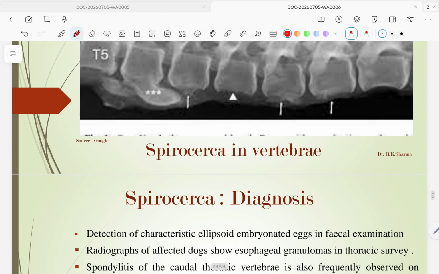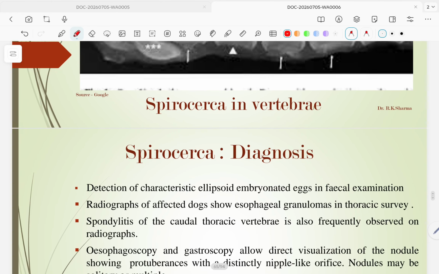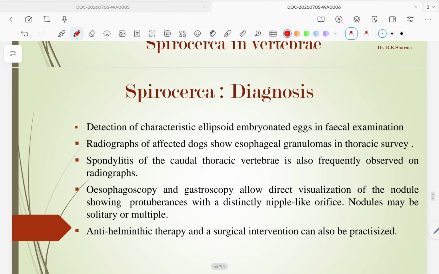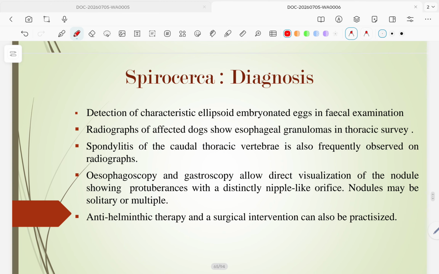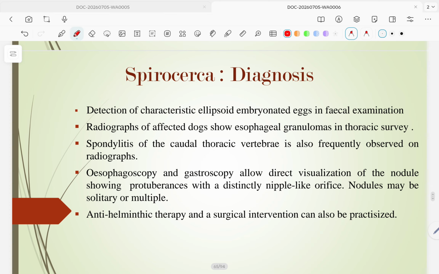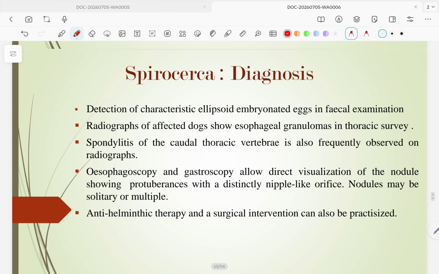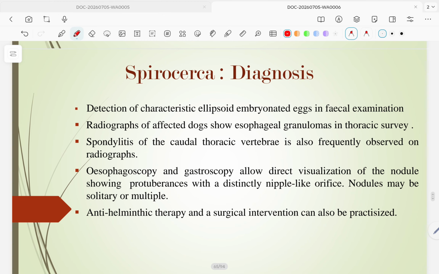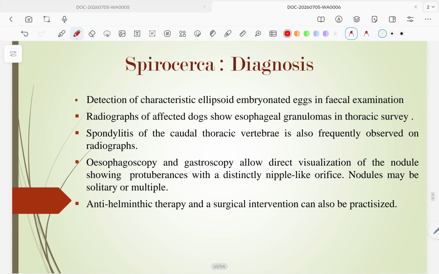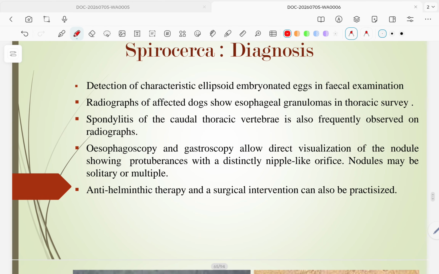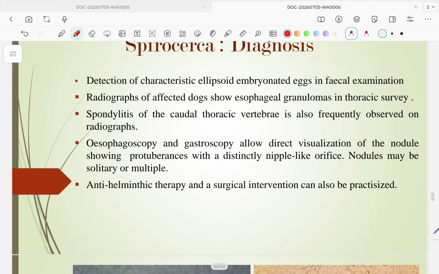Spirocerca diagnosis. Detection of characteristic ellipsoidal embryonated eggs in fecal examination. Radiographs of affected dogs show esophageal granulomas in the thoracic survey. Spondylitis of the caudal thoracic vertebrae is also frequently observed on radiographs.